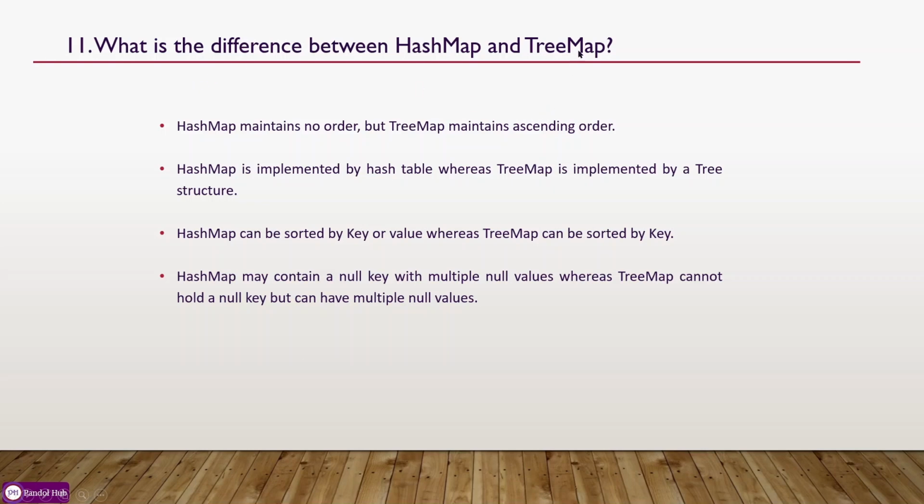So what is the difference between hash map and tree map? Hash map maintains no order, but tree map maintains ascending order. As I said, whenever we go to a tree map, there is an order internally maintained, which is an ascending order, whereas hash map doesn't maintain any order.